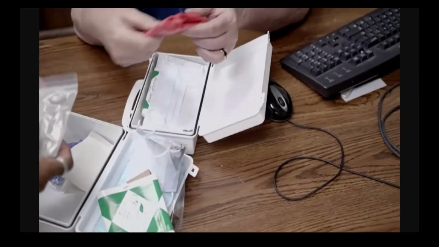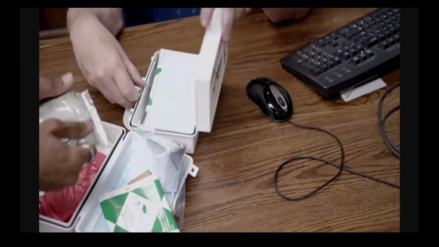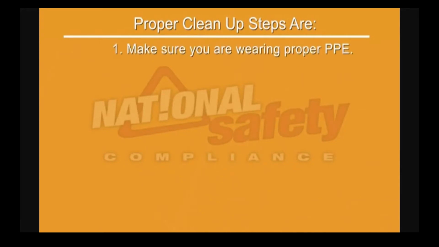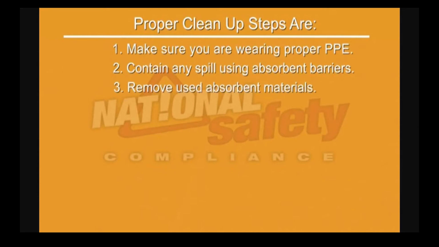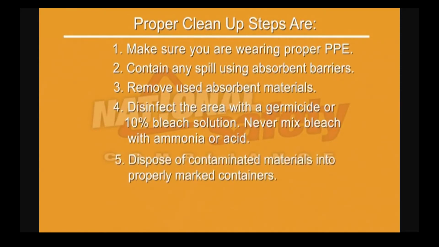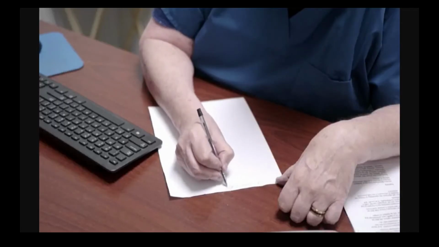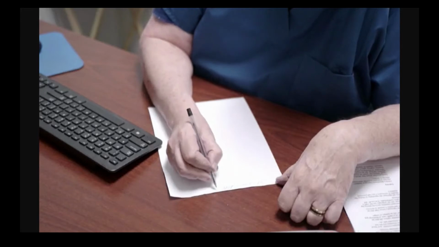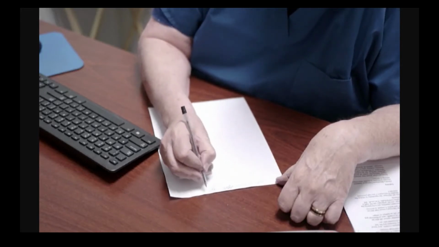Your employer should provide proper blood-borne pathogen cleanup materials. Proper cleanup steps are: make sure you are wearing proper PPE. Contain any spill using absorbent barriers. Remove used absorbent materials. Disinfect the area with a germicide or 10% bleach solution. Never mix bleach with ammonia or acid. Dispose of contaminated materials into properly marked containers. Discard or decontaminate PPE. Complete an incident report that describes the incident, including the routes of exposure and identity of the source individual if known.